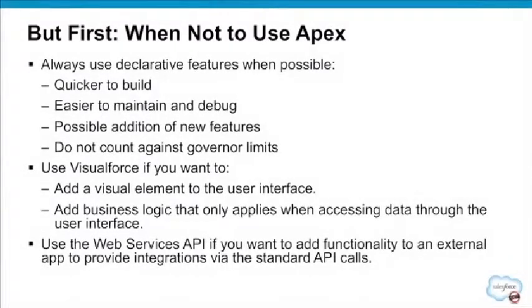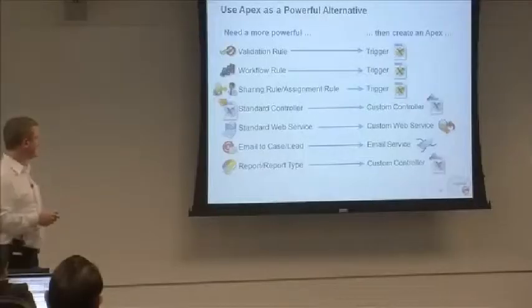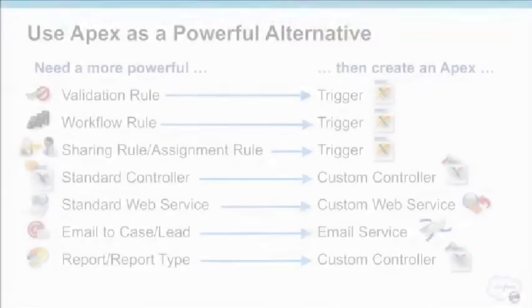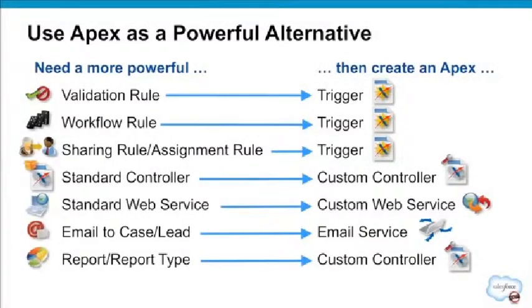So in general, use declarative features. But often, those declarative features won't meet your business requirements. And therefore, one of the things you can do is think of Apex, in many implementations, as a more powerful version of these different declarative features, okay? So for instance, if you need a more powerful validation rule, workflow rule, or sharing or assignment rule, we have Apex triggers that can do that kind of functionality for us.